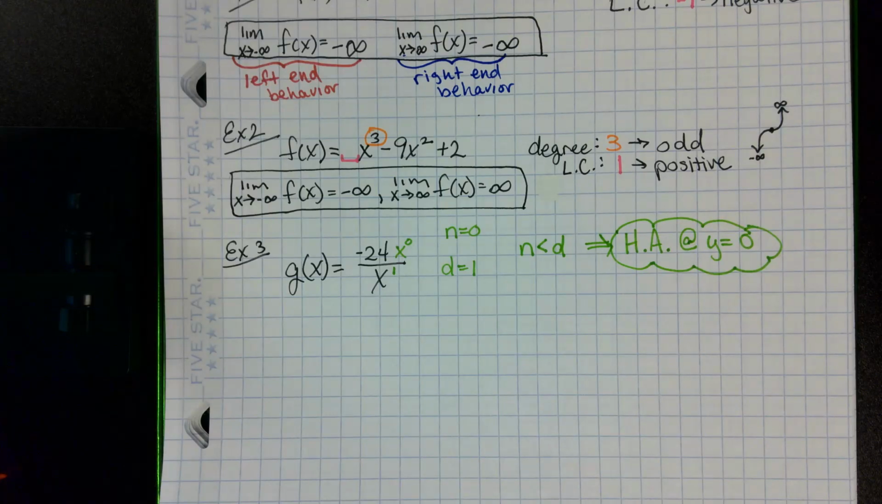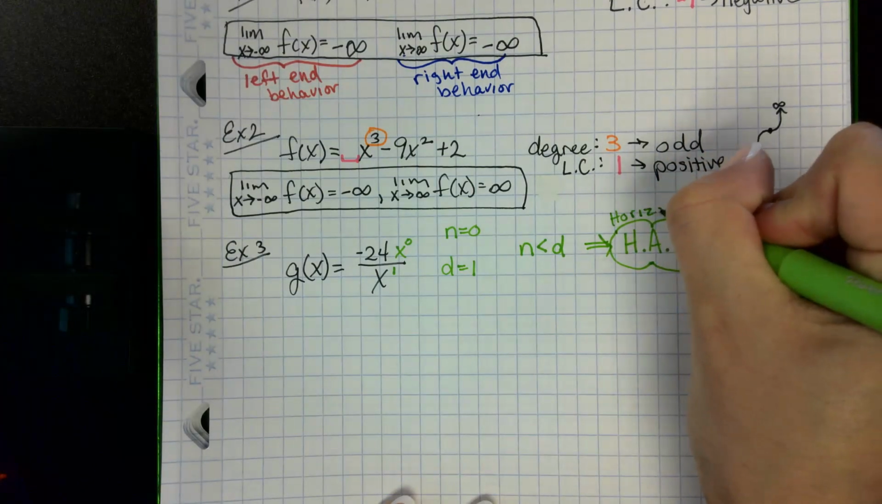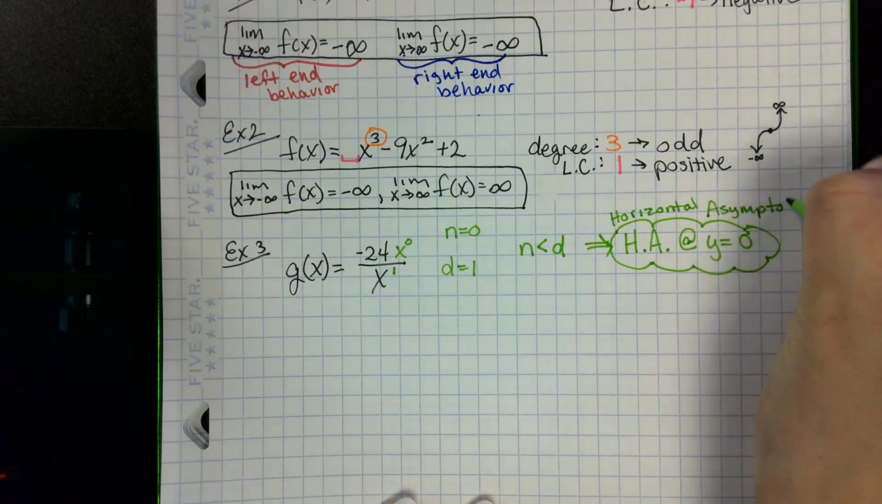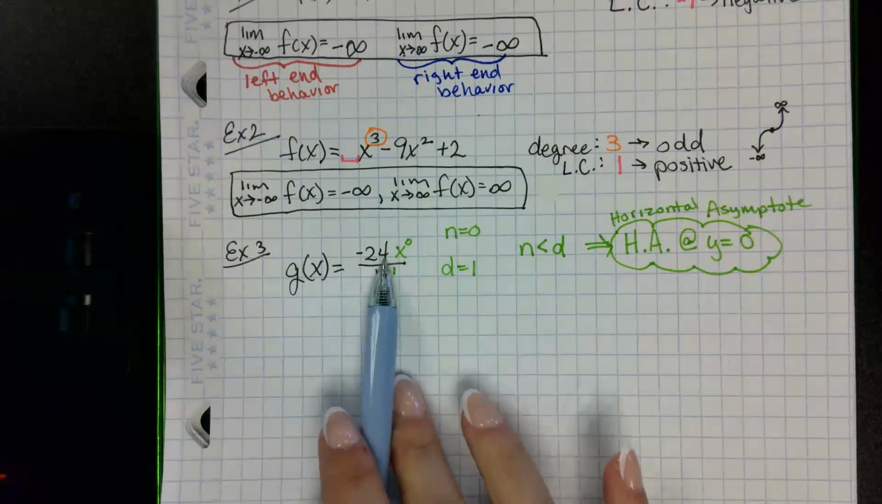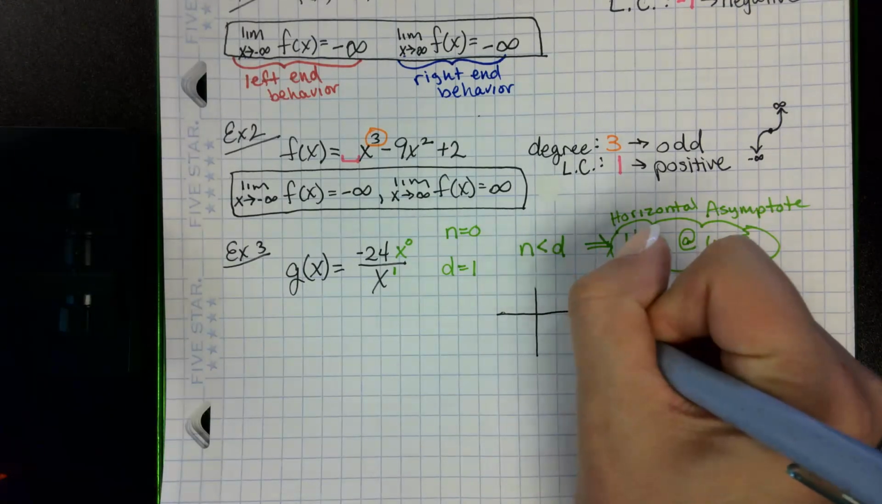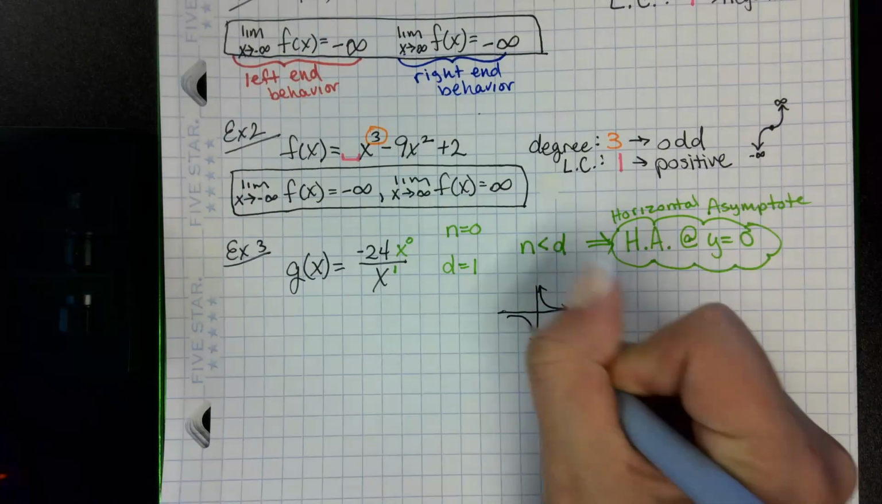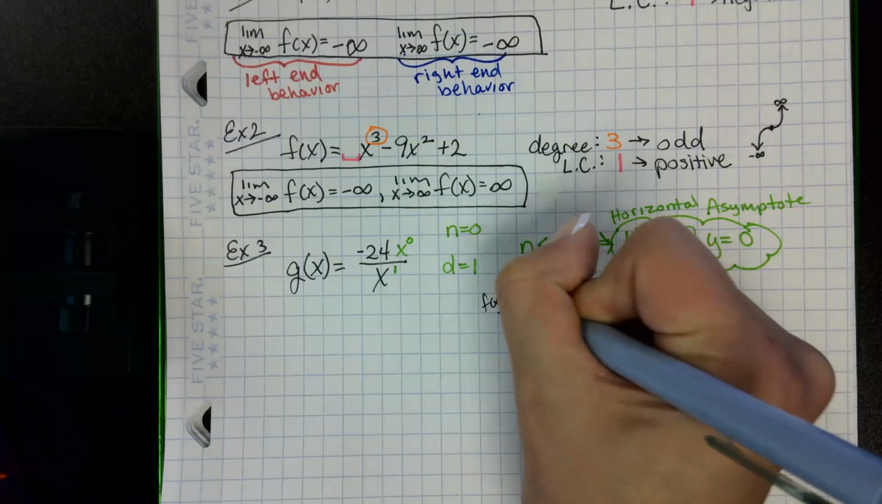Okay, so if I were to sketch that, just to be clear what I'm talking about, HA is horizontal asymptote. So if I do a quick sketch, this is negative 24. I know the original parent rational function, 1 over x, is kind of like this. Looks something like that. That's f of x equals 1 over x. That's the parent function.